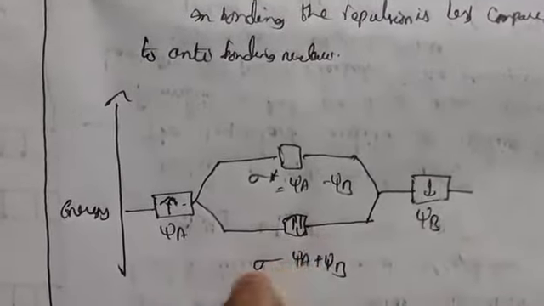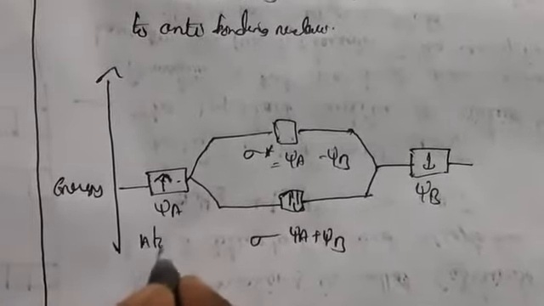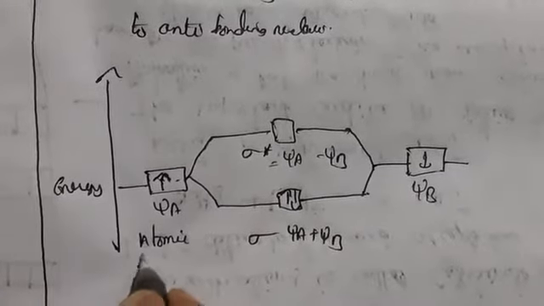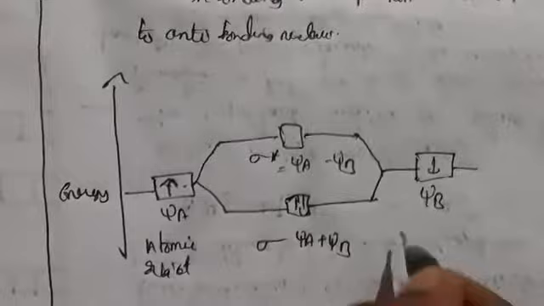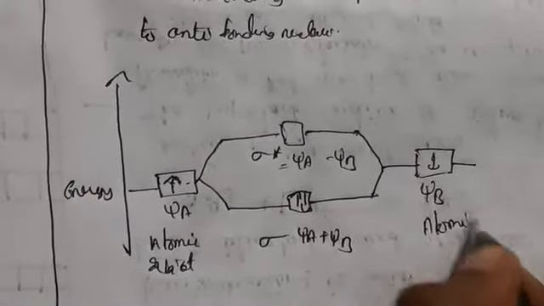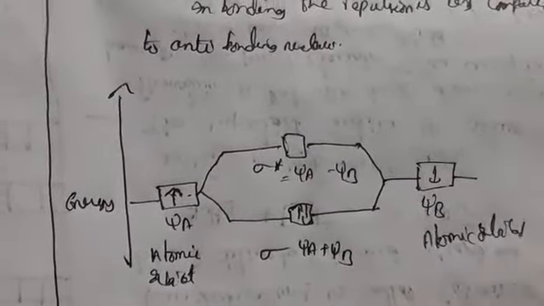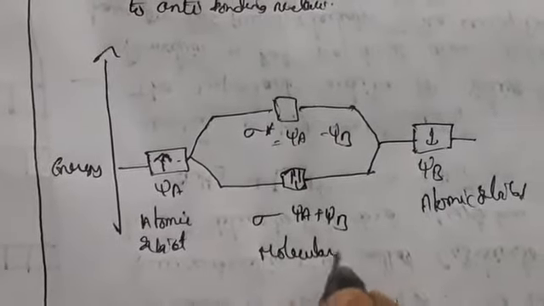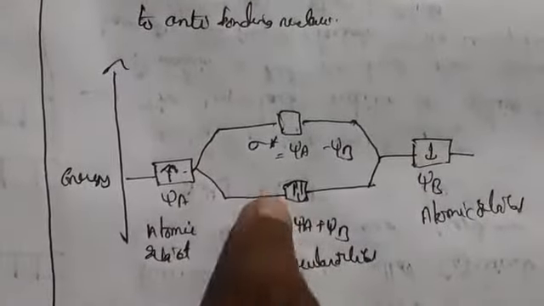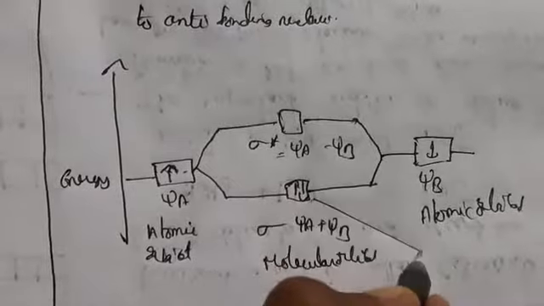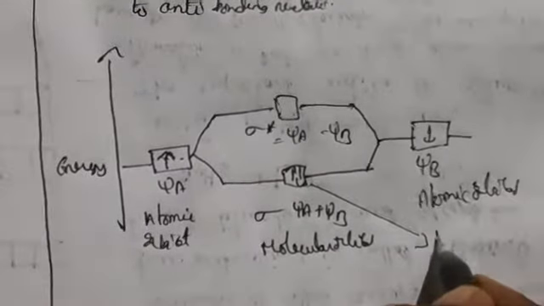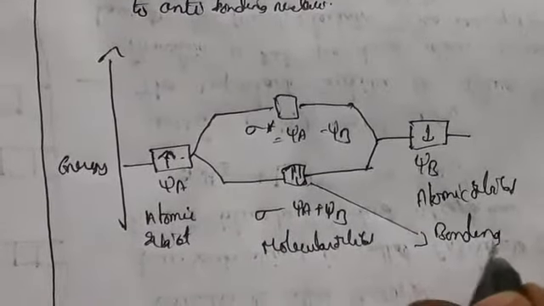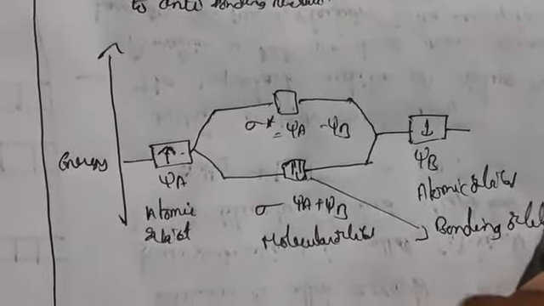This one we call an atomic orbital, and this is also an atomic orbital. When you combine both of these, we get a molecular orbital. For H2 there are only 2 electrons, so that's why we have written 2 electrons. This one we call the bonding orbital, and this one we call the anti-bonding orbital.